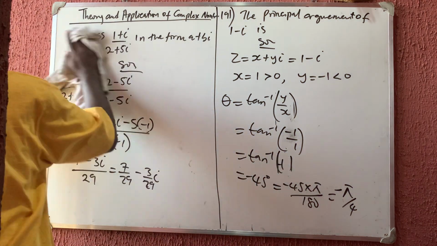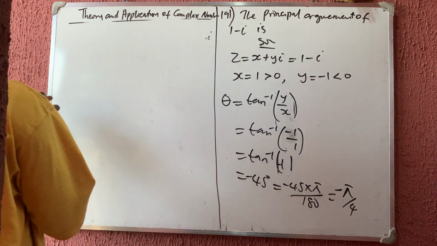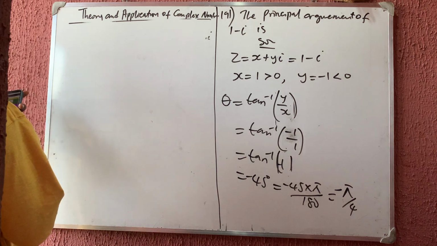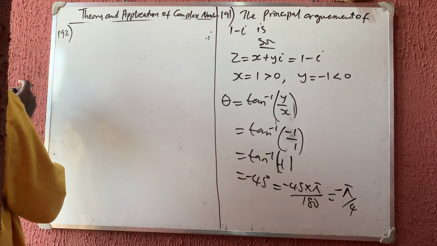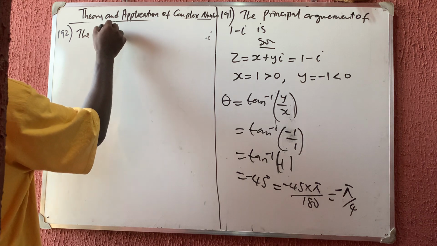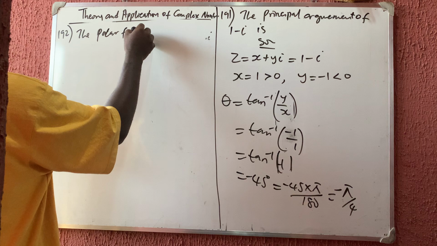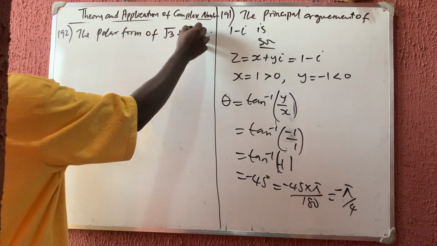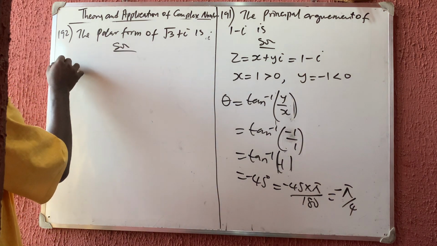So which is minus 45. So let's move to the next one. Question number 192. Question number 192 said the polar form of root 3 plus i is dash. Solution. Anytime you want to find the polar form, the first thing you need to find is the modulus.